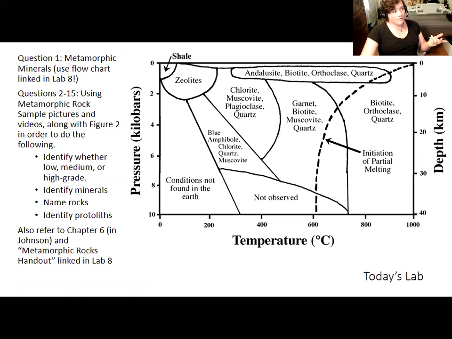And this is the cool thing about using minerals in metamorphic rocks. We can use the presence or absence of different minerals to make educated guesses about what grade that rock actually got to. So before I shut the recording off, does anyone have questions?